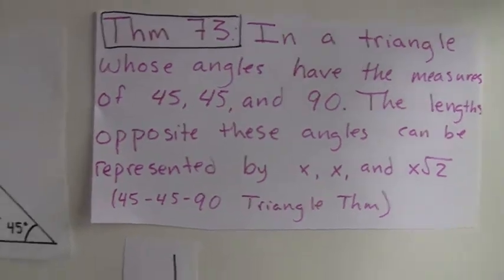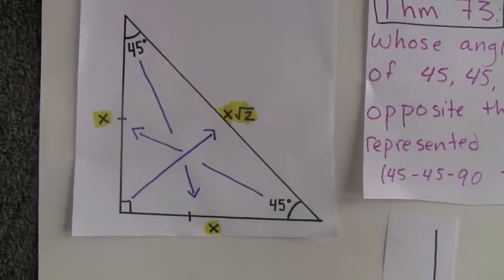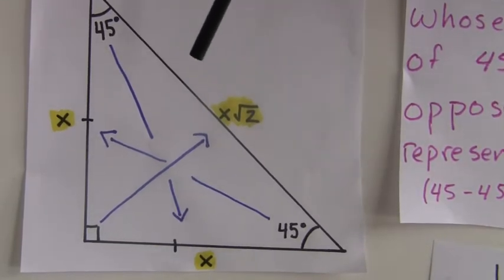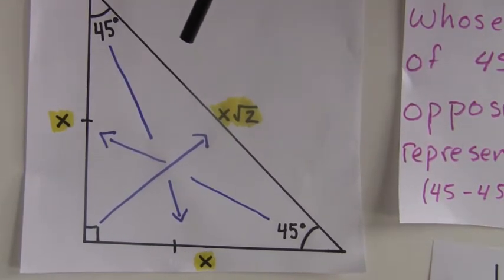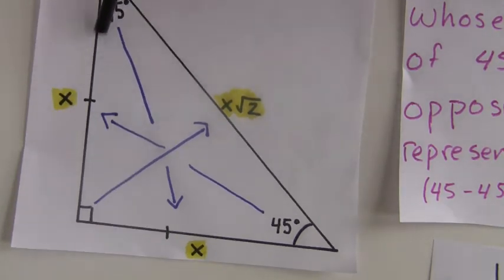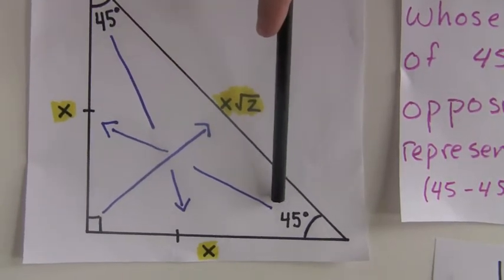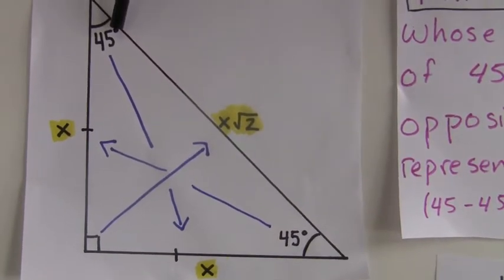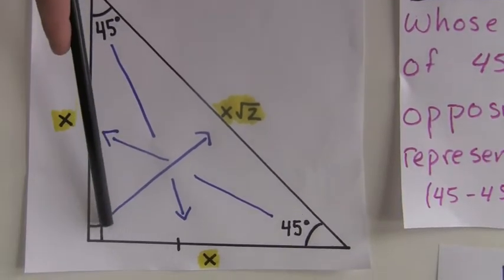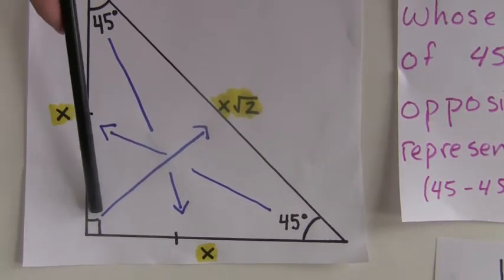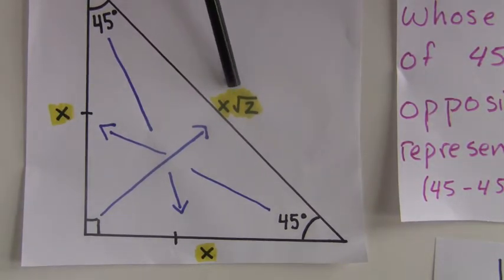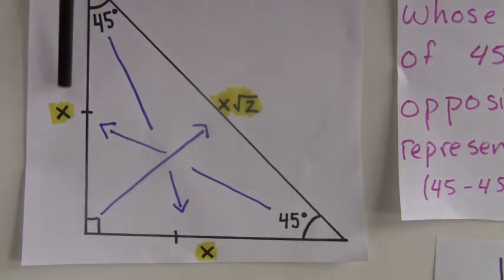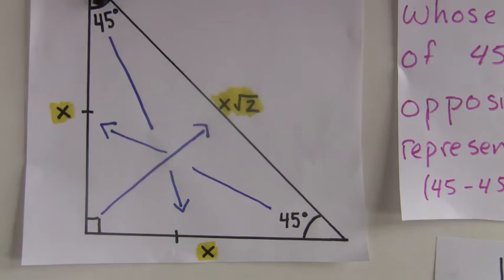So, for example, in this triangle we have here, it is a 45-45-90 degree triangle, which means it is an isosceles triangle. So two of the sides, or the legs, are congruent, which means the two angle measures are congruent too. This is the 90 degree or right angle, so opposite from that would be x root 2. And since these angles are the same, they will have x across from them.